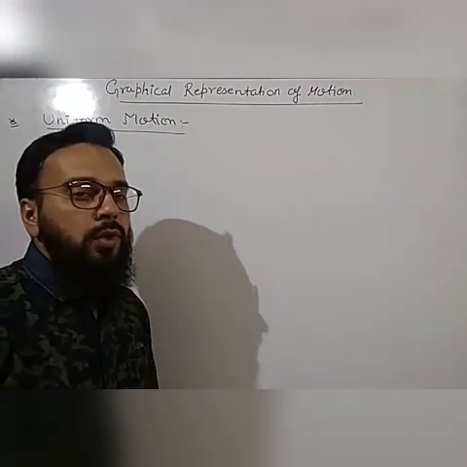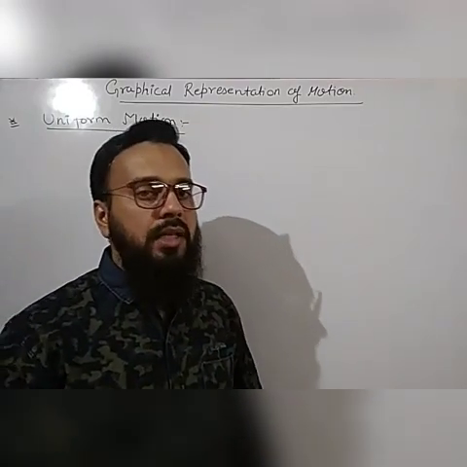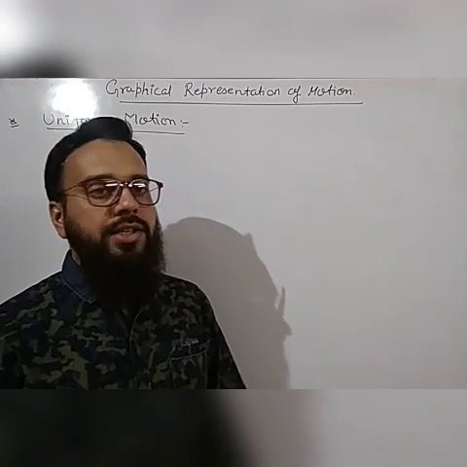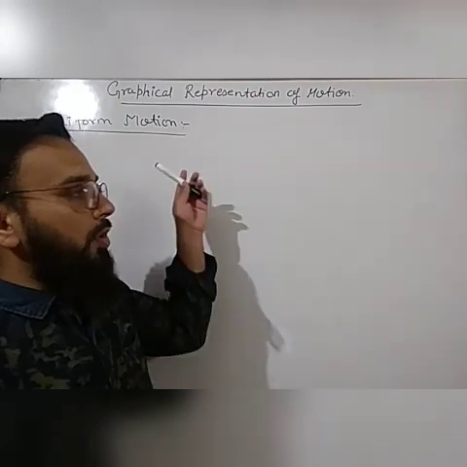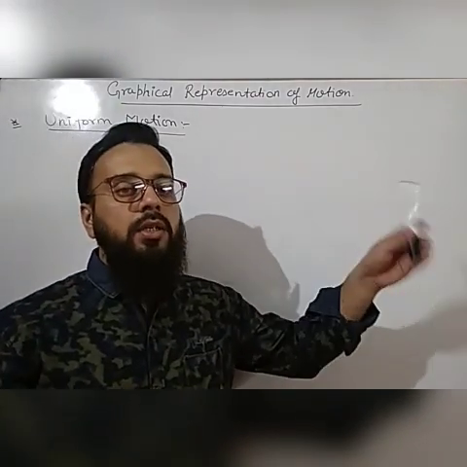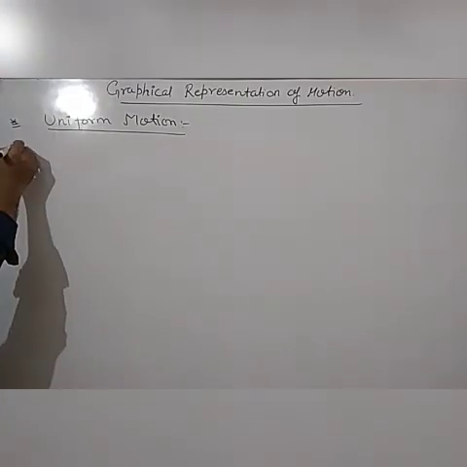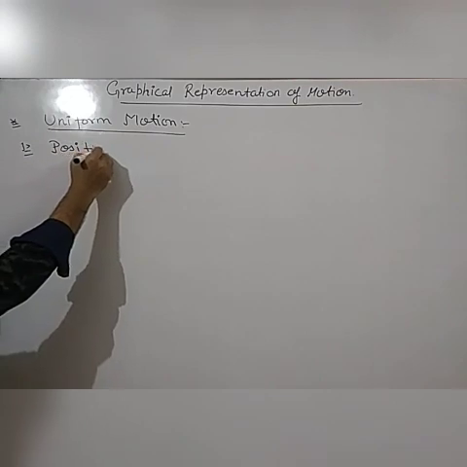As I have already told you, there are three graphs which we have to study. The first one is the position time graph, the second one is the velocity time graph, and the third one is the acceleration time graph. So we have to study three graphs for uniform motion and three graphs for non-uniform motion. First I am going to start with the position time graph.